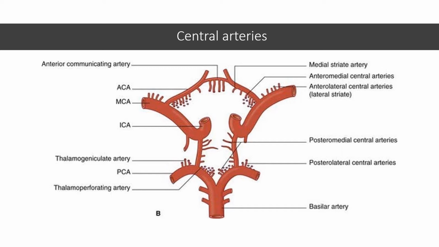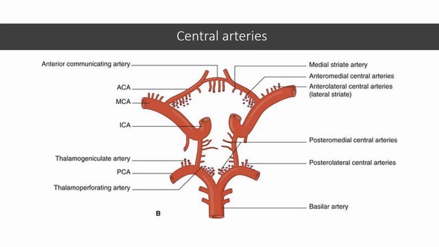The anterolateral group. The central arteries of the anterolateral group are also called as the lateral striate arteries. So these arteries arise from the proximal part of the middle cerebral artery. They also pass through the anterior perforated substance to supply the anterior limb of the internal capsule, the caudate and lentiform nuclei.